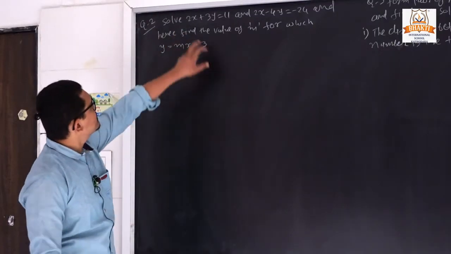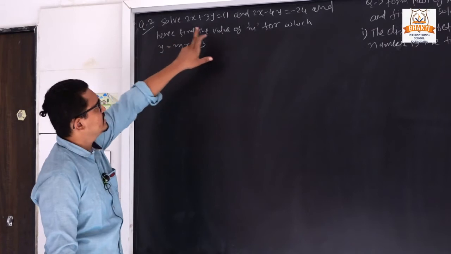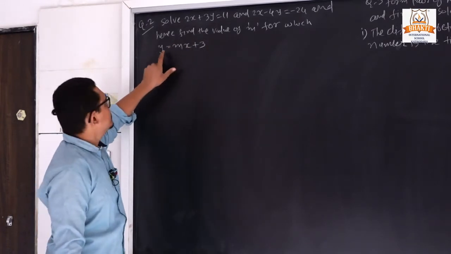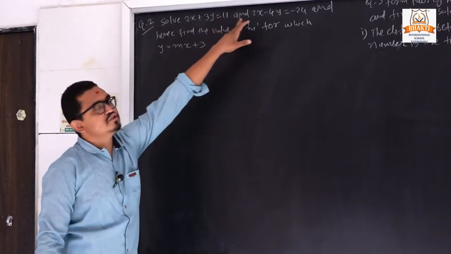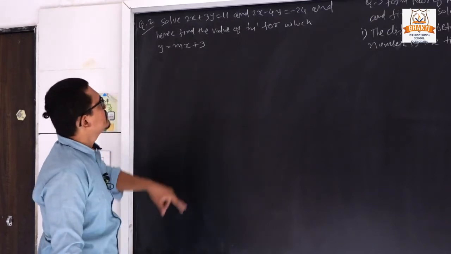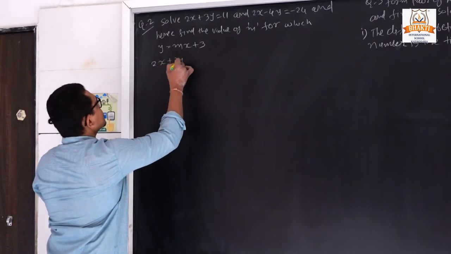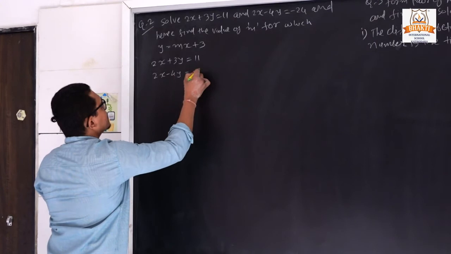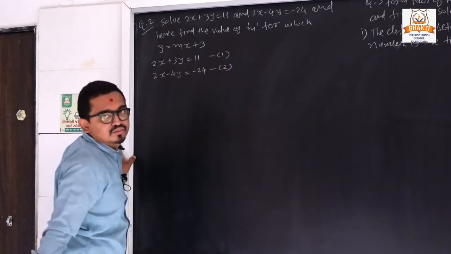Question number second. We have two equations. We need to find the solution and then we can also find the value of m. The situation we can put the value of x and y from the solution of linear pair and then we can also find the value of m. So first of all we can solve these two equations. 2x plus 3y is equal to 11. And 2x minus 4y is minus 24. So we can declare it is 1 and it is 2.